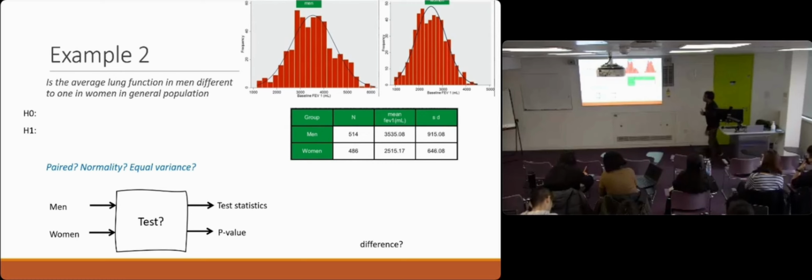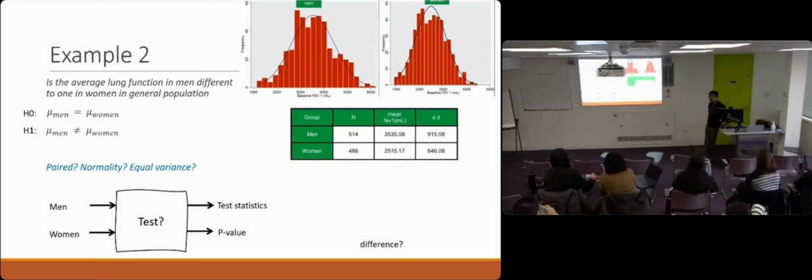That's another example. Is the average lung function in a man different to one in women in the general population? So what's the null hypothesis? Same lung function. And the alternative is different. That's the shortcut to write it. Is it paired? Unpaired, right? So we go in that tree, the unpaired side.